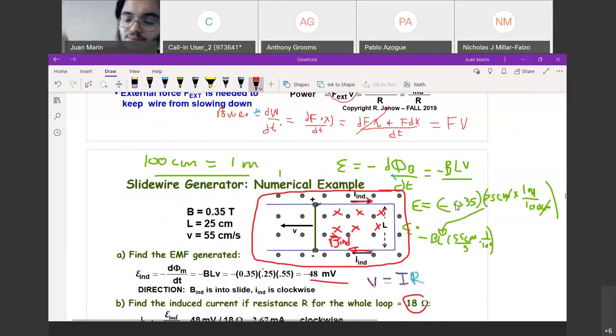But how would you know that? Like how would you know to rotate it that way as opposed to the other way? Like, how do you know the current? Because you have to use... Remember that, again, this is the Lenz law. Again, this is the Lenz law. When you talk about direction, it's always the Lenz law.